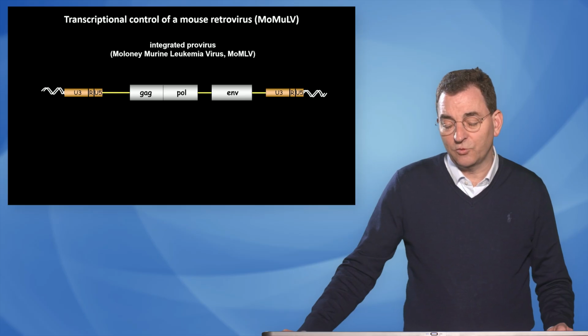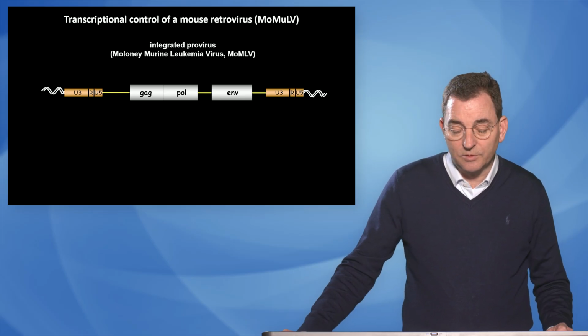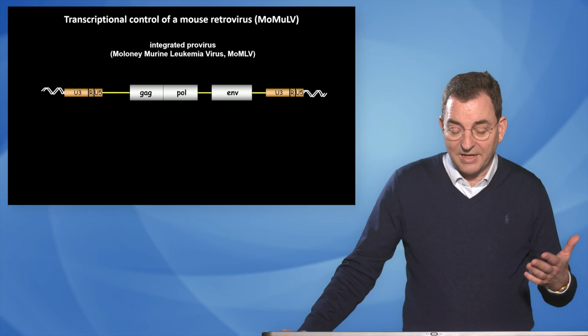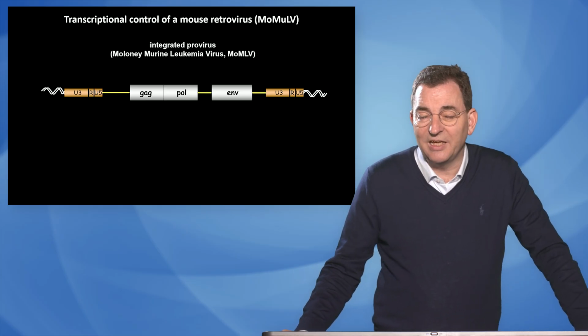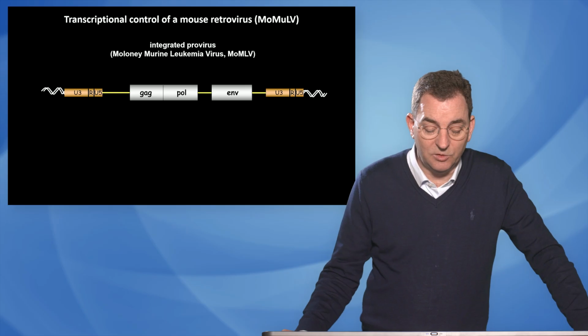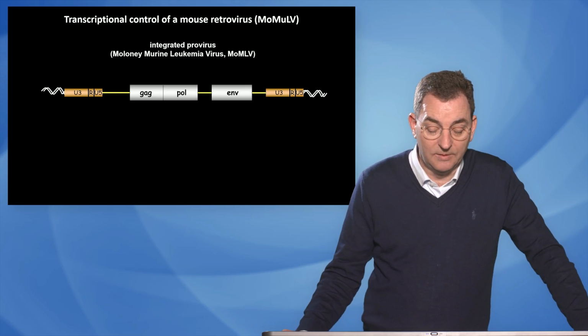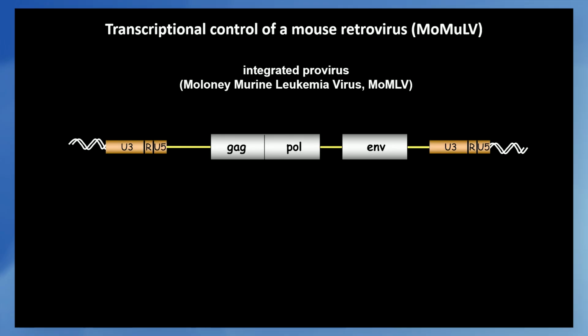So how is transcription controlled in a classical retroviral vector, and how is the genome organized? In any retroviral vector, if you look at the genome organization, we'll always find GAG, POL, and ENV gene regions. It's all the same in all retroviruses.